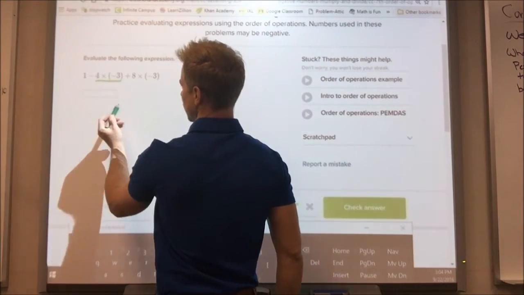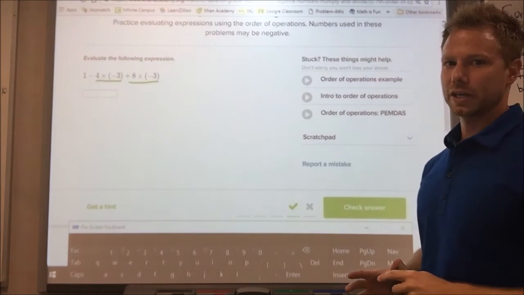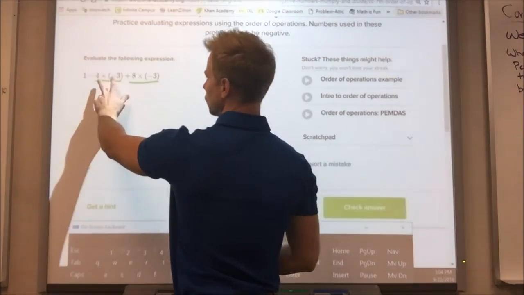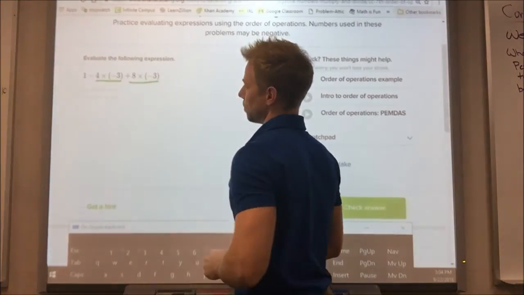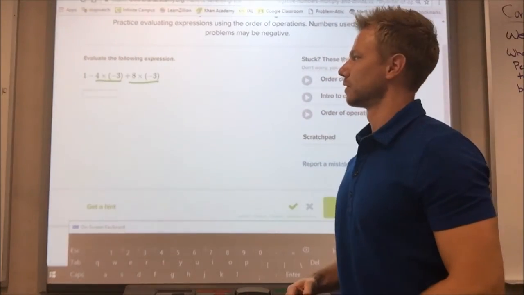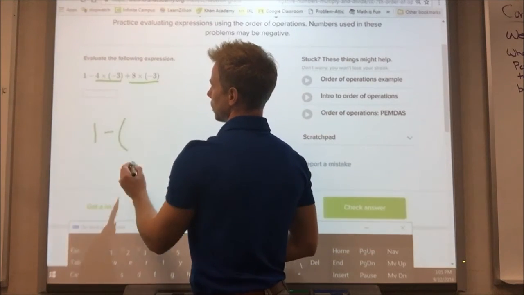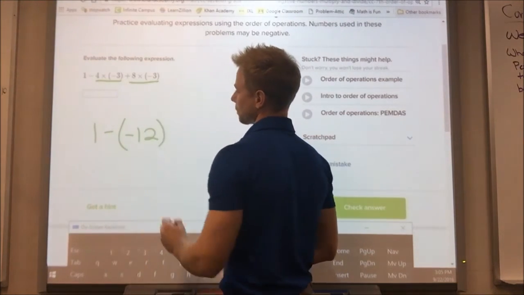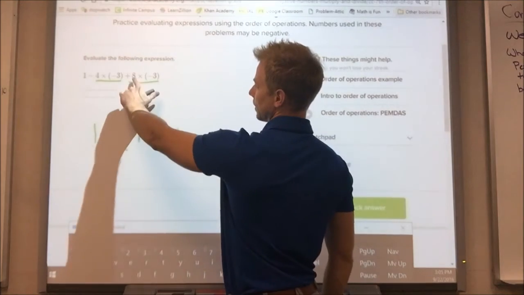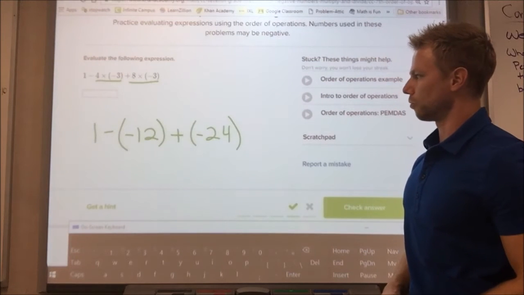We have some multiplication here, multiplication here. Okay, remember we need to do multiplication and division before we do addition and subtraction. So I'm going to look at these two numbers that are being multiplied and these two numbers that are being multiplied. I'm going to think of this negative as being a subtraction. So it's going to be a positive 4 times a negative 3, which is going to give me a negative 12. So I still have 1 minus and then negative 12. Then I'm going to add 8 times negative 3 is a negative 24. So I have negative 24 on the end.